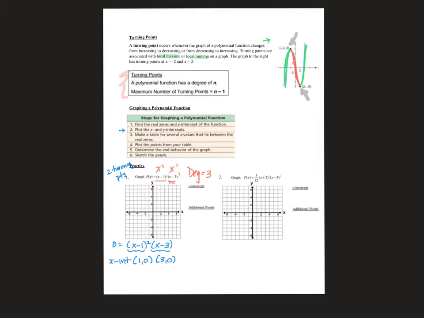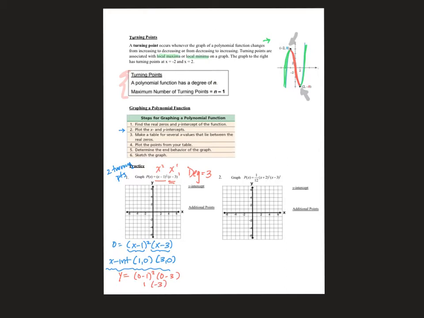Then it asks me to find the y-intercept. Well, to find the y-intercept, you plug 0 in for x. So if I go through that, plugging 0 in for x, I'm going to keep that p of x, in this case, I'm going to write it as a y. Plugging zeros in for my x, I have (0 minus 1) squared and (0 minus 3). So negative 1 squared would be a positive 1, and 0 minus 3, that's going to give me a negative 3.